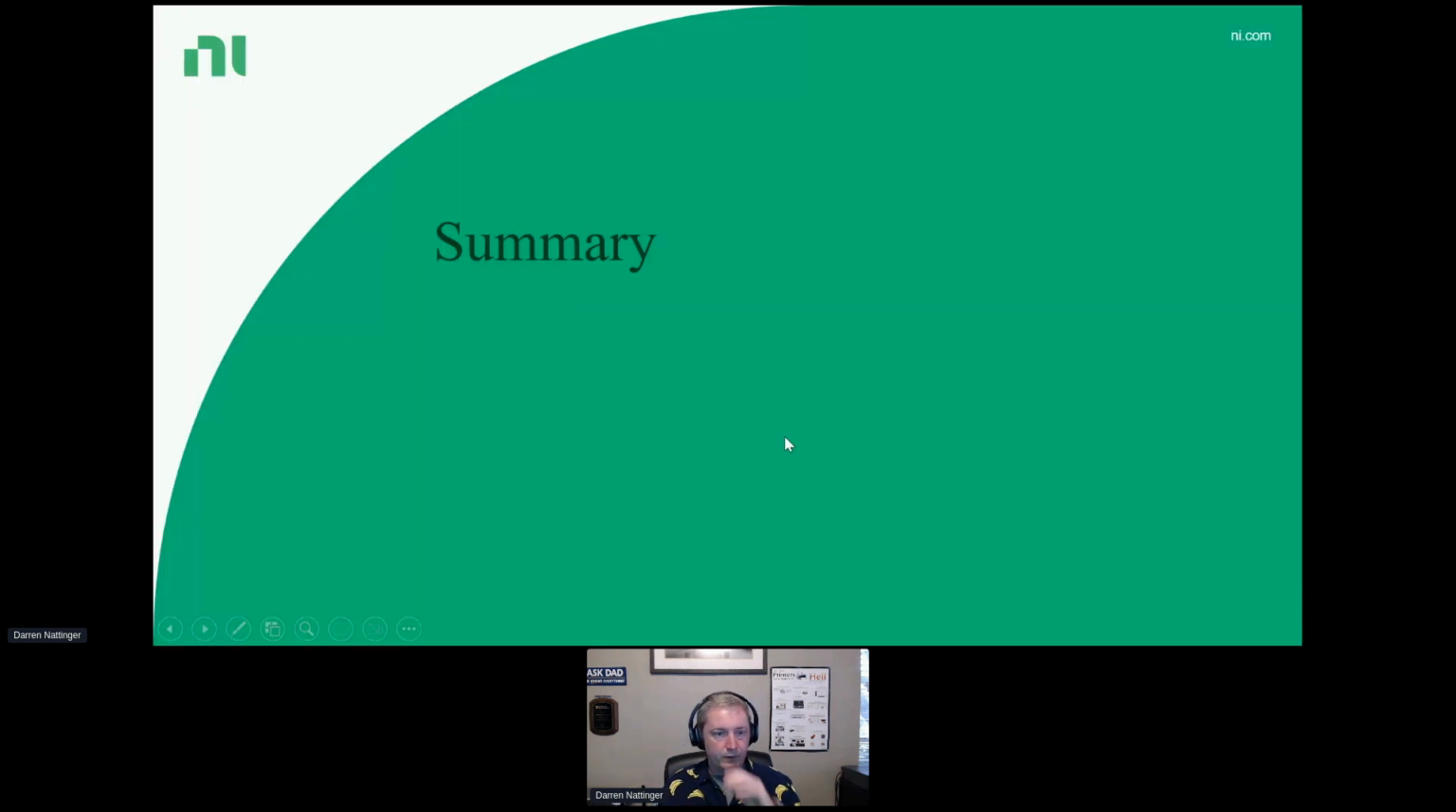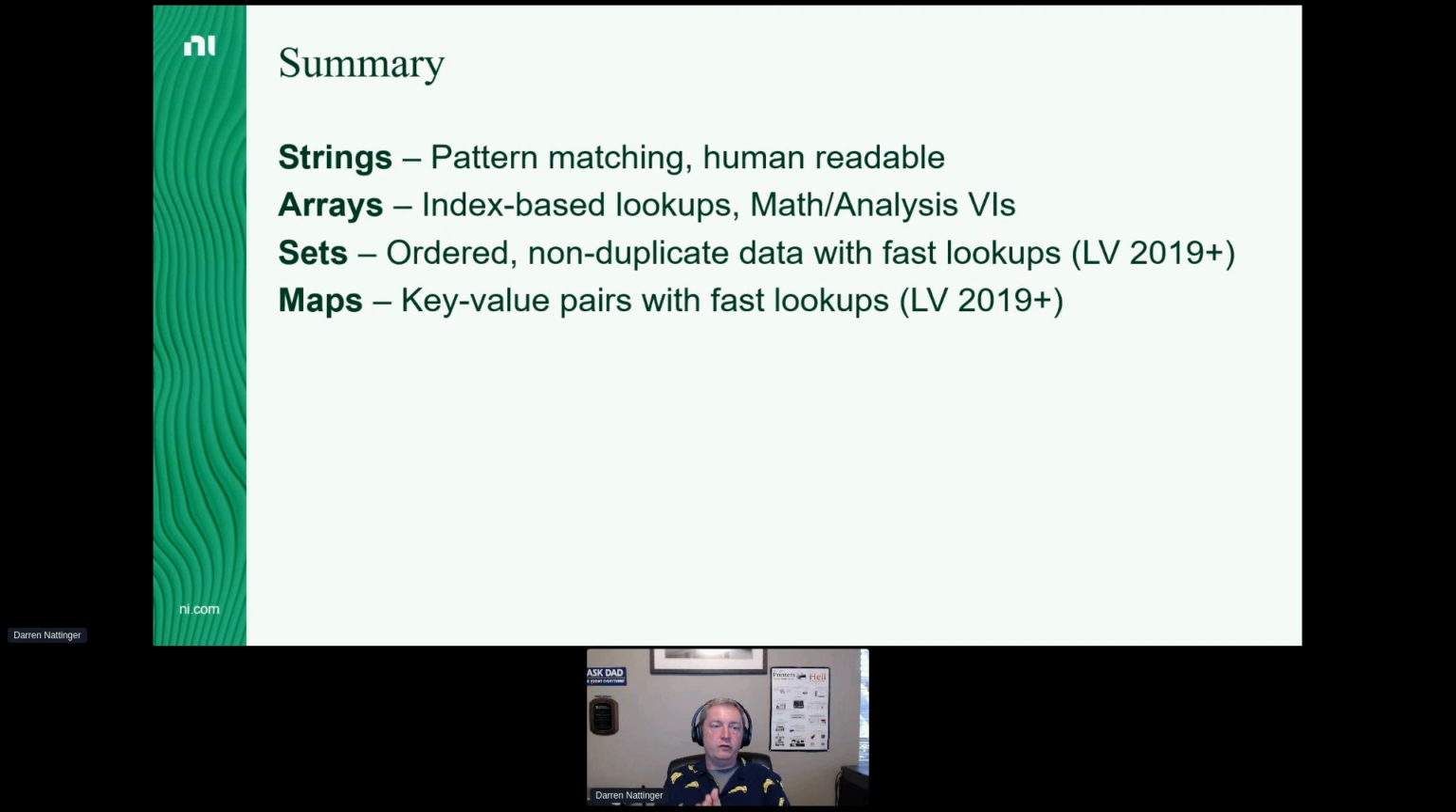So if we switch back to the slides here, we have a summary, and we're finishing just in time. In terms of the collection data types in LabVIEW, you're going to use a string if you need to do any pattern matching or if you have any human readable data, or honestly, if you're stuck with strings like with TCP Read, for example, it doesn't give you any other options. You're going to use arrays whenever you need index-based data, whenever you're using existing APIs that make heavy use of arrays like the math analysis libraries.